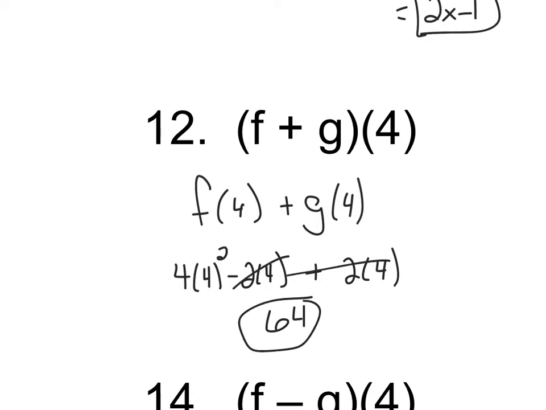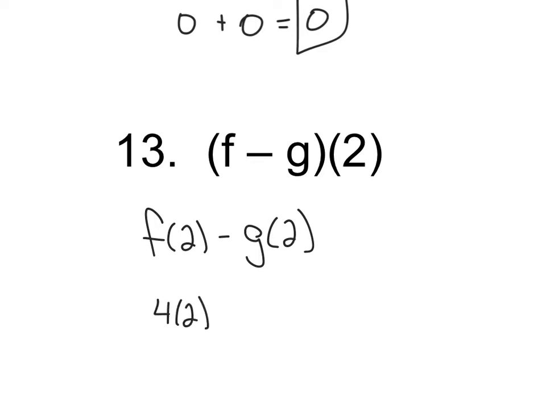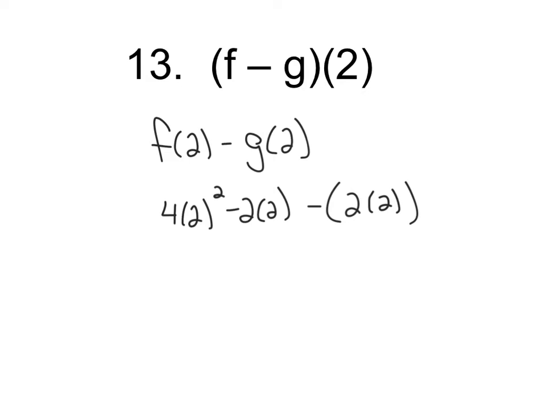So, all right, let's look at number 13. We're almost finished. F of 2 minus g of 2. If I plug that one in, I get 4 times 2 squared minus 2 times 2. And then it's minus, in parentheses, it would be 2 times 2. And then when I work all that down, I got 8 for my answer.